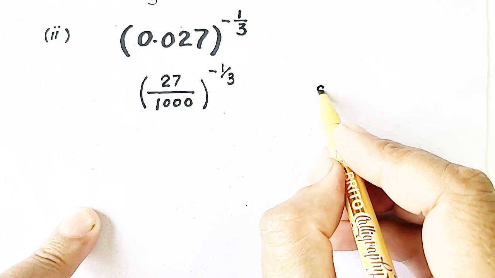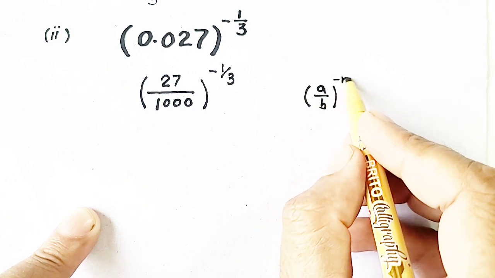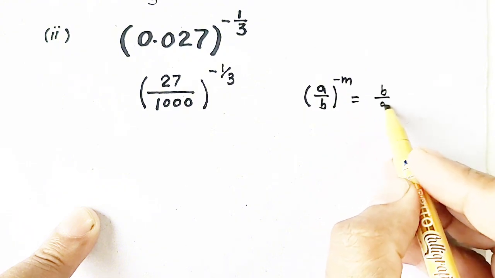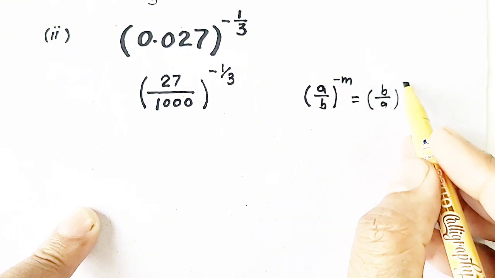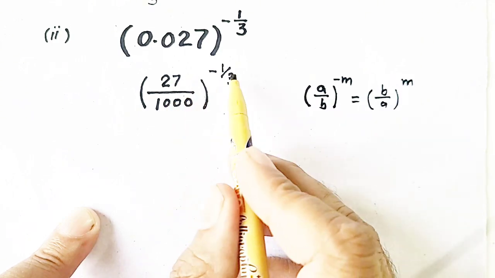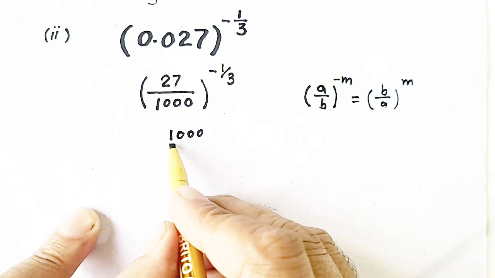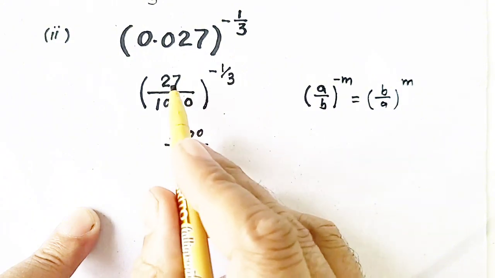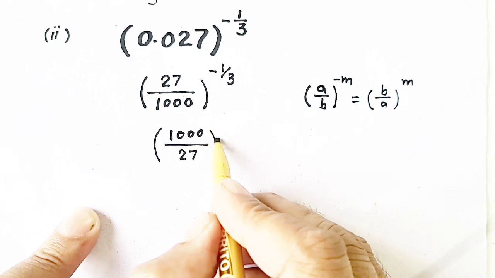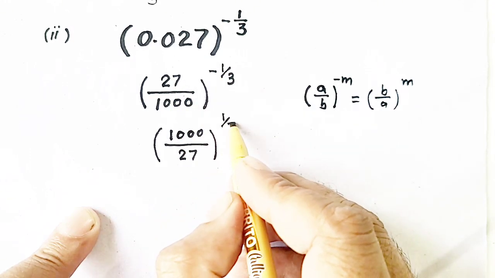So we have a rule: if we have a over b and its power is minus m, then it can be written as b over a, and its power will be positive. Meaning we have to flip this one to make the power positive. So 1000 divided by 27, we have flipped this one to get the power positive. It will become 1 by 3.